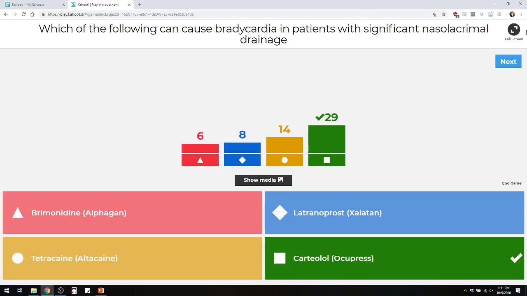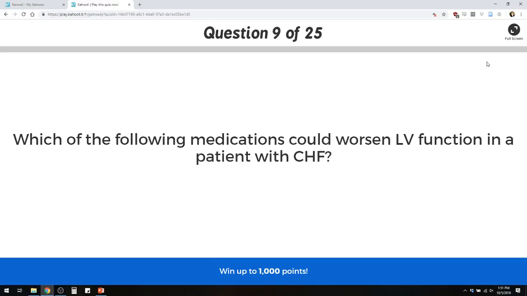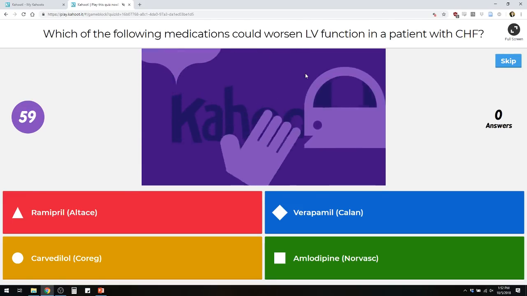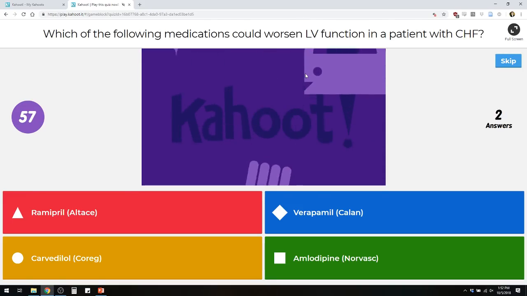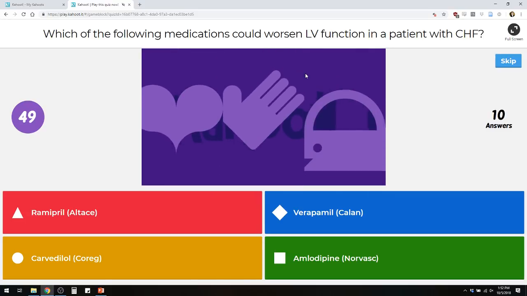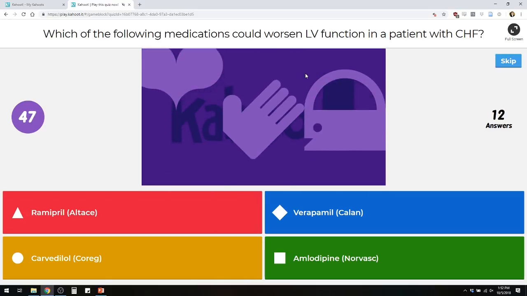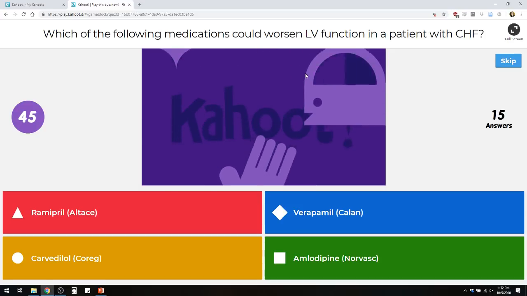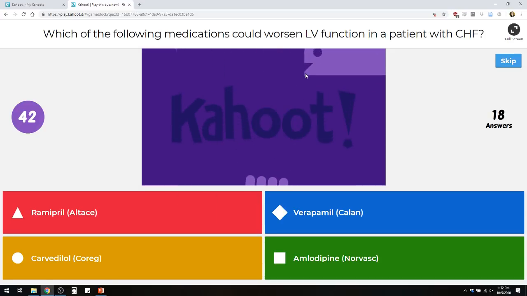Good. All right. Which of the following medications would worsen LV function in a patient with CHF? Be ramipril, verapamil, carvedilol, or amlodipine. These will worsen left ventricular function. And again, we haven't covered CHF specifically yet, but we've talked about these mechanisms, so you should be able to suss this out, right?